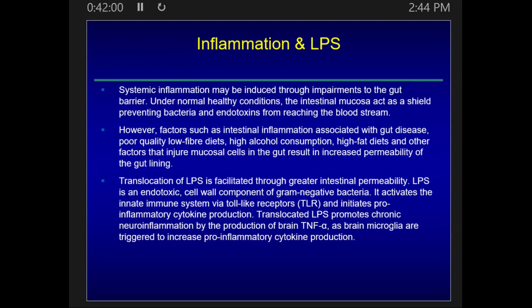Translocated LPS promotes chronic neuroinflammation by the production of brain tumor necrosis factor alpha. You don't need to know the details of that, but brain inflammation is something to think about. And so, like I said, systemic. Your brain is not immune to this. You can get these chemicals getting into the brain.